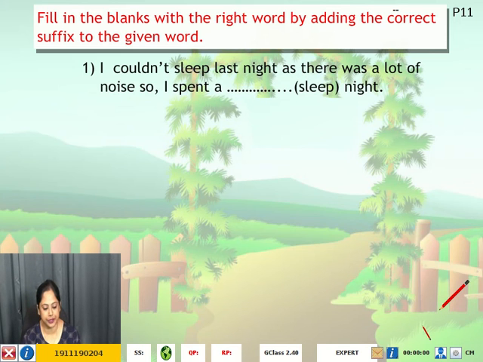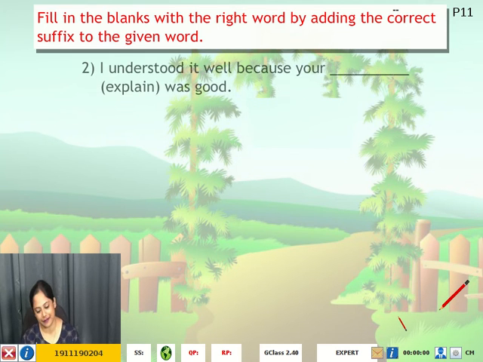Now, let's do a small exercise. Fill in the blanks with the right word by adding the correct suffix to the given word. I couldn't sleep last night as there was a lot of noise. So, I spent a dash night. The verb here is sleep, isn't it? If you need to describe a night where you haven't slept properly, which suffix will you use? You have options: this, miss, less. The suffix we'll use is less. Sleepless night. Very good.